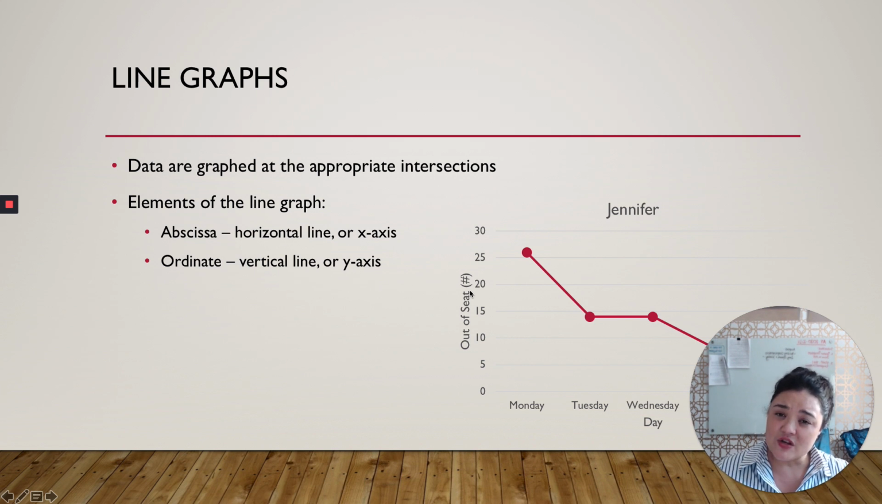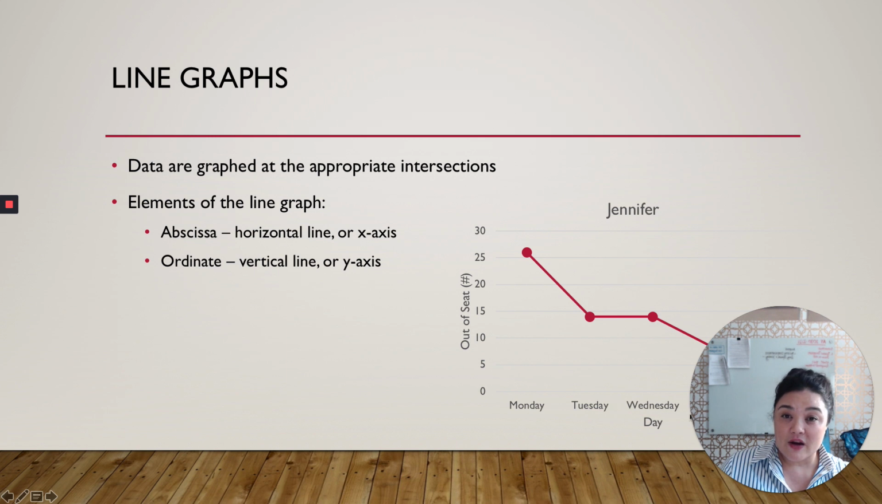But in order to communicate our results effectively, we want to make sure that our line graphs are appropriately structured and have appropriate labels. So the main components of a line graph include the x-axis, also referred to as the horizontal axis or abscissa, and the y-axis, the vertical axis, which is also referred to as the ordinate. In general, we put our dependent variable, or the behavior that we're interested in, on the y-axis.